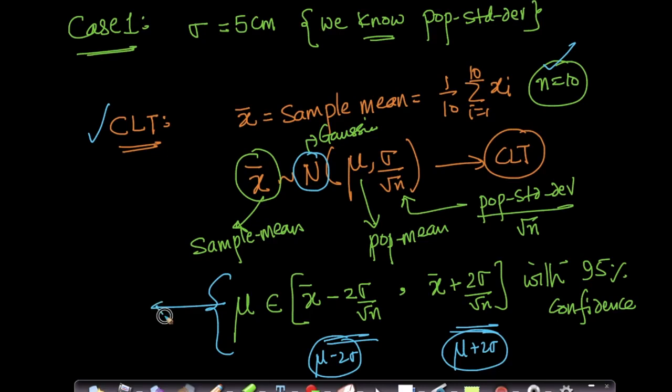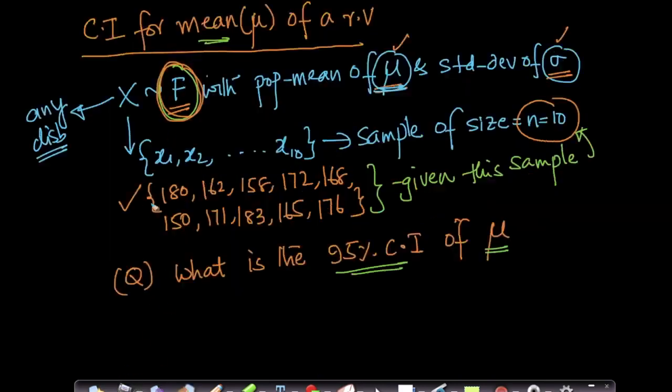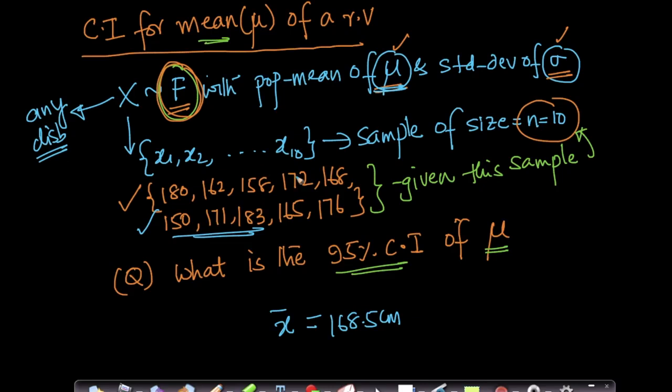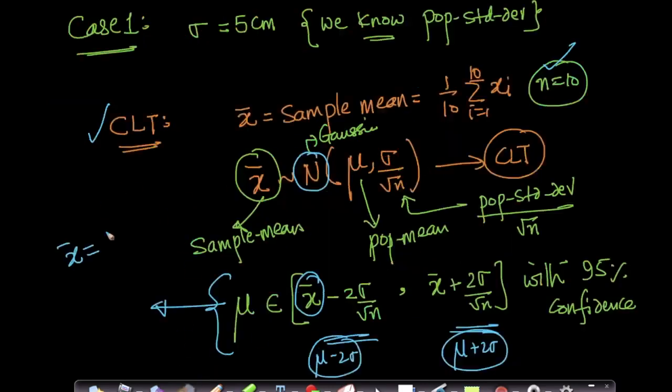Now, when I use this data set that we have here, my x bar turns out to be 168.5 centimeters. What all things do we need to know to find these exact values? I need to know x bar, and I know x bar because I have all these values. From this sample of 10 heights, I can quickly compute my x bar, and it is 168.5 centimeters. My root of n is very simple. My n is 10, so I have a root of 10.